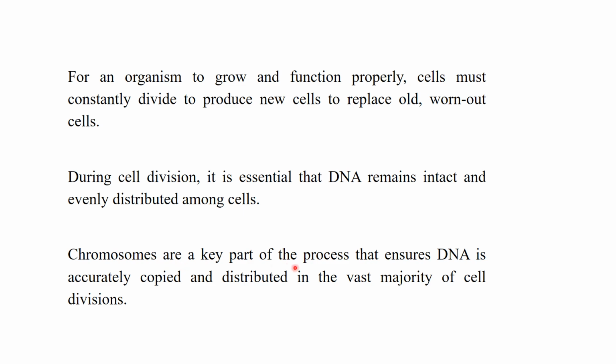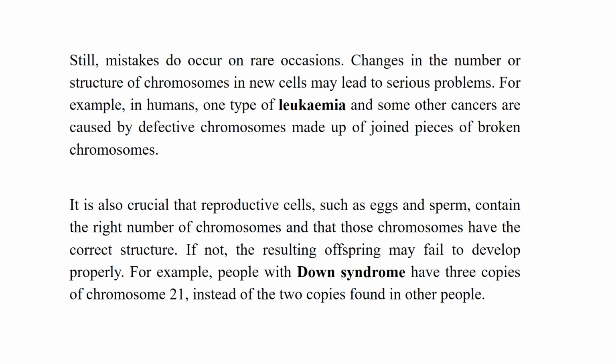Chromosomes are a key part of the process that ensures DNA is accurately copied and distributed in the vast majority of cells during division. During division, its copying should be accurate and its distribution should also be accurate, and the chromosome maintains that. Still, if any abnormality comes in the structure of the chromosome or the number of chromosomes, then it leads toward abnormality of the cell. If there is abnormality in the chromosome, then the cell will be abnormal.